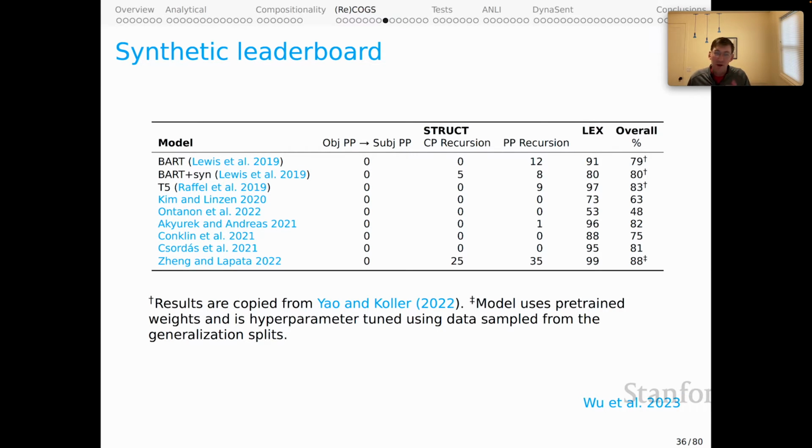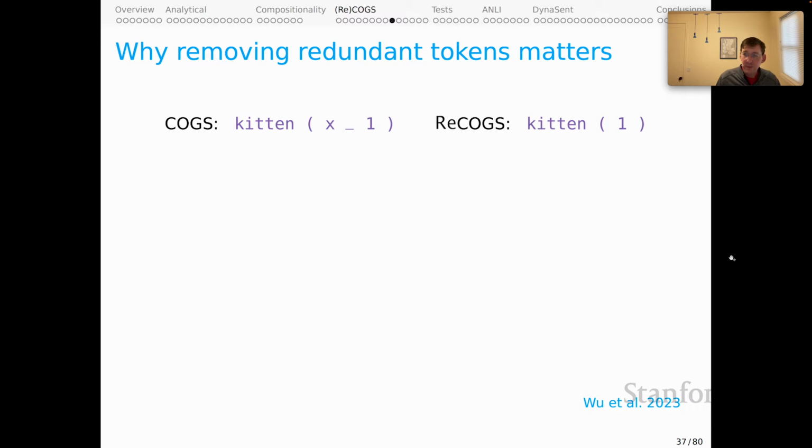And this was really the puzzle that we posed when we started thinking about the ReCOGS work. What is behind these columns of 0 or near 0 numbers? It's a very worrisome situation. We want to get to the bottom of it. The first thing we did is just observe that there are a lot of redundant tokens in the COGS logical forms. For example, every single variable begins with x space underscore space and then the numeral. The numeral is the only distinguishing feature of that variable. And so what we decided to do is simply remove it and replace it with just a 1 there.